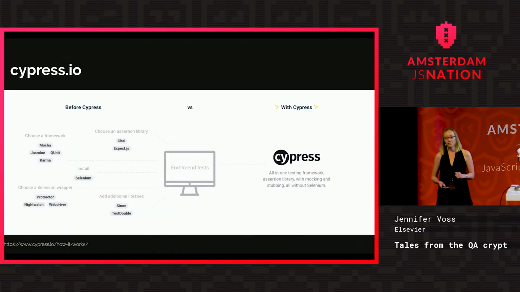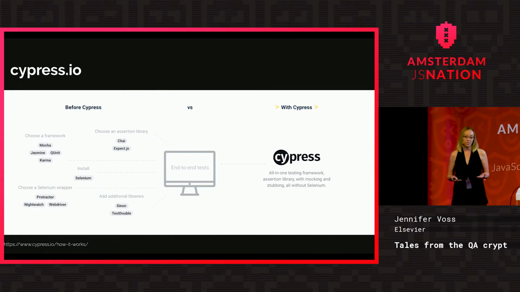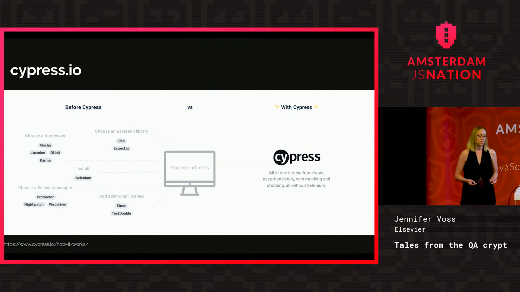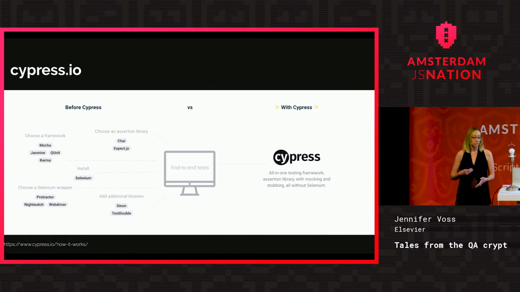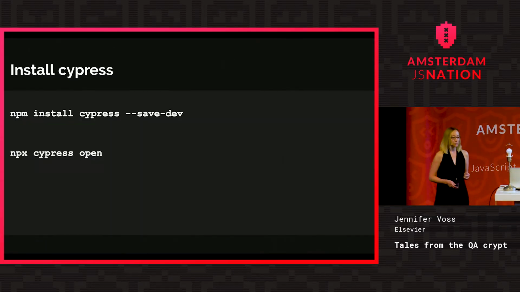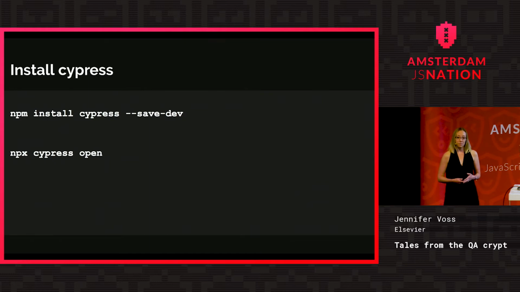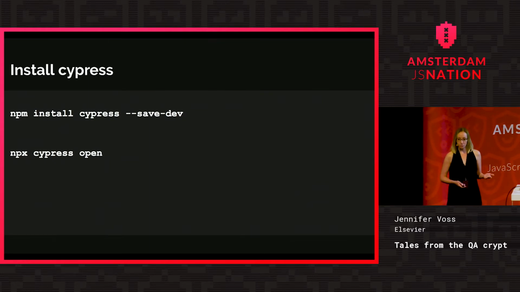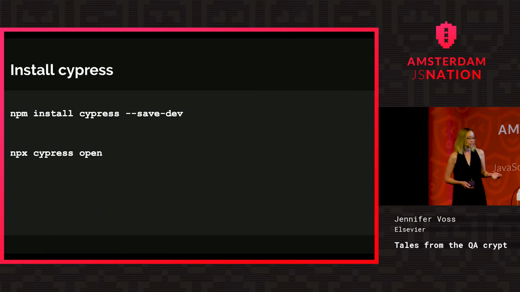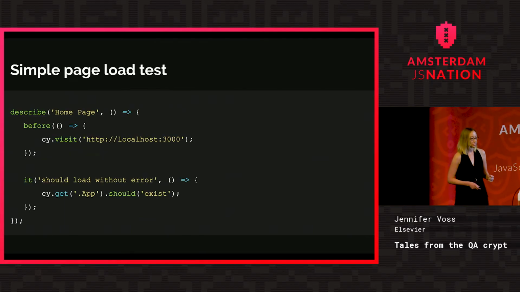Cypress is different because it comes with everything that you need out of the box. And you can install it with one command, whereas with other frameworks, you need to install Selenium. You might want to choose a wrapper and additional libraries. But with Cypress, all you have to do is npm install, and you're done. And if you're writing JavaScript or you're writing single-page apps, it makes sense to write your tests in JavaScript as well. And then you can open Cypress with a single command as well. And you can run your tests headlessly or in the browser on your machine.